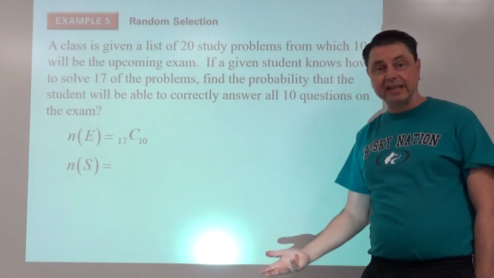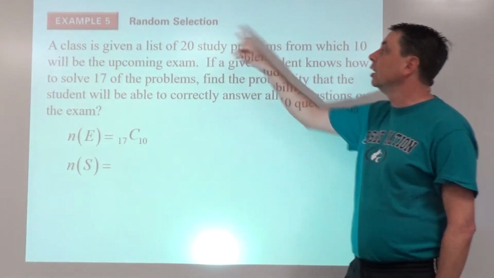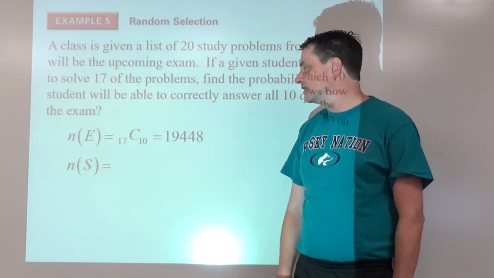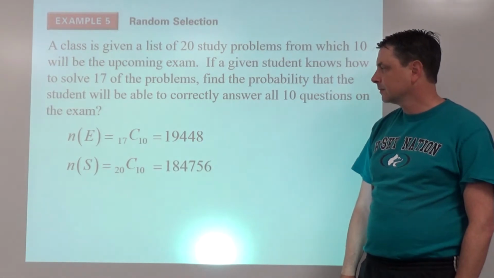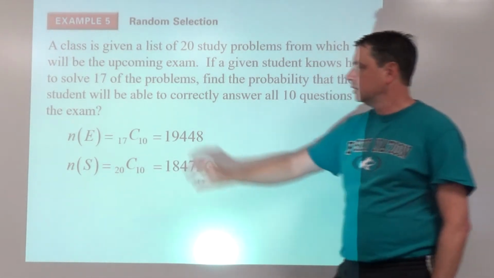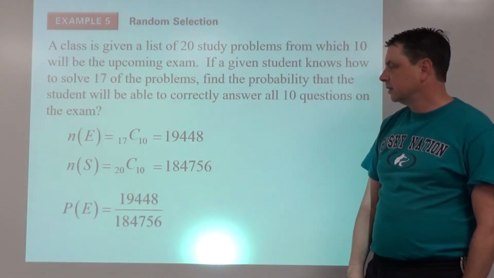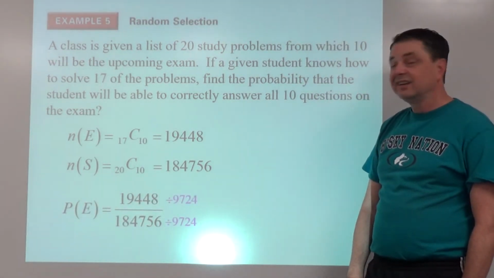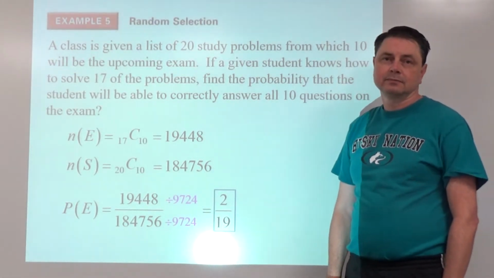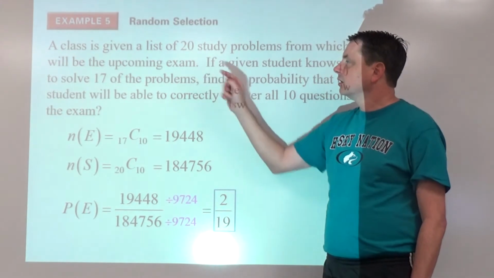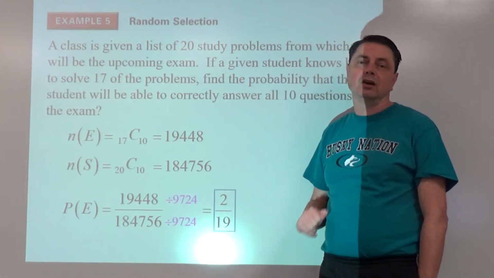Now, the size of the sample space, we're going to get 10 of those questions from the 20. So the size of the sample space is 20C10. And if we now divide those, number in the event divided by the number of the sample space, there's our probability. It does reduce to 2/19. So those are the chances, if you know how to do 17, that you're going to be able to get all 10 right on the test.